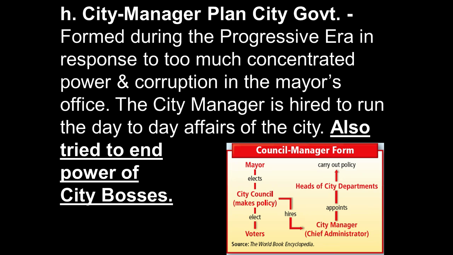And then you got the city manager plan. So this is what we see more nowadays. We see more city manager style city governments than we do see just pure mayoral governments. This is a progressive movement. Basically, it takes a little bit more power out of the hands of just the straight mayor idea.